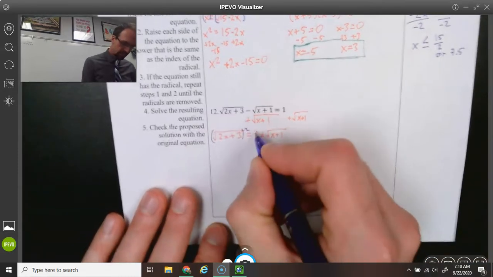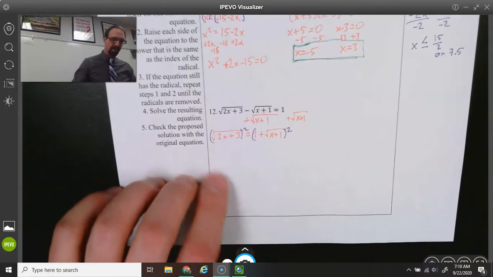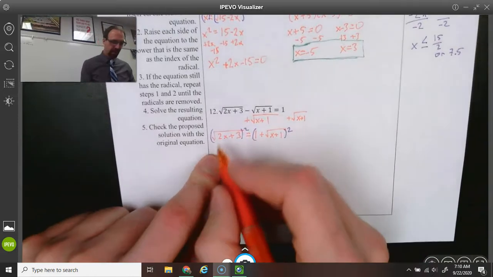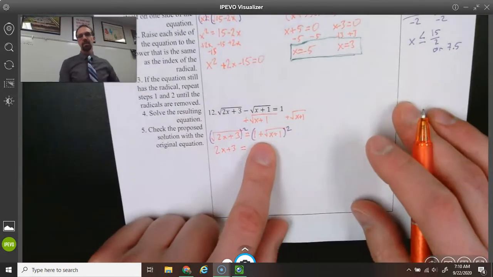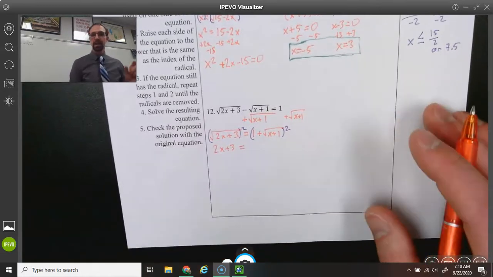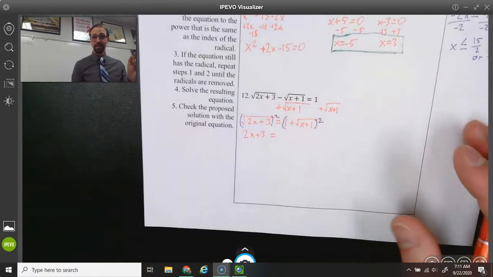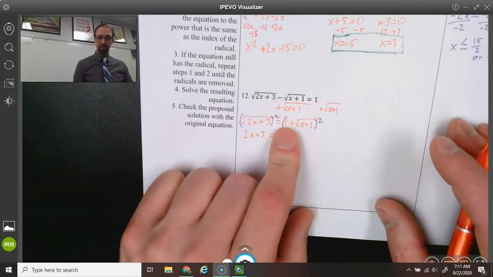So square. All right, this is where things get a little bit dicey. When you square this side, everything's good. A lot of students mess up here. Now, when you square this term, you're going to take your first term times your first term. So 1 times 1.